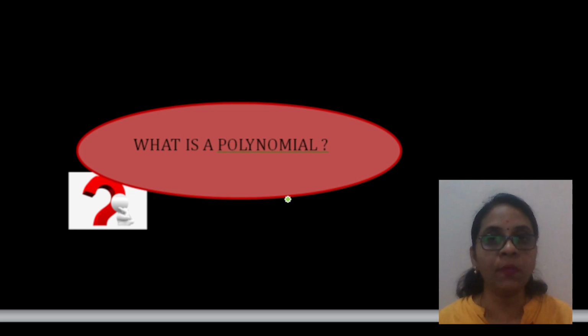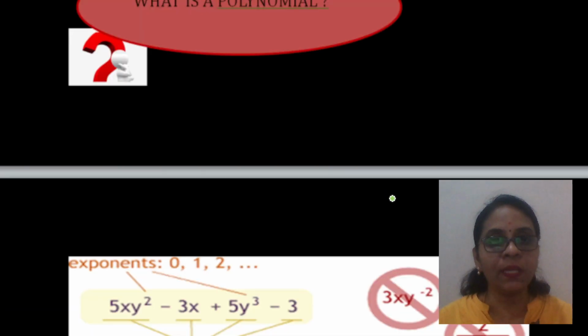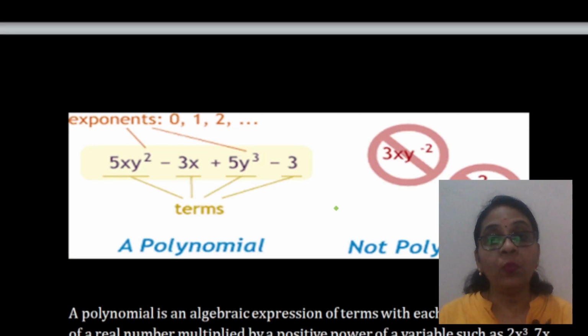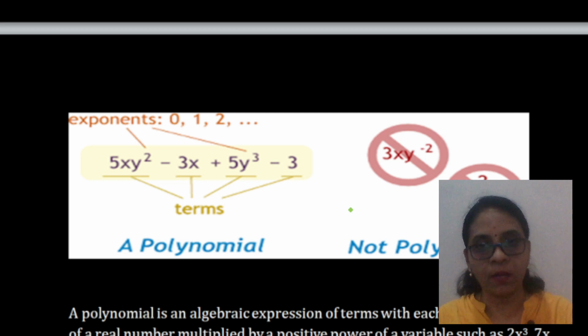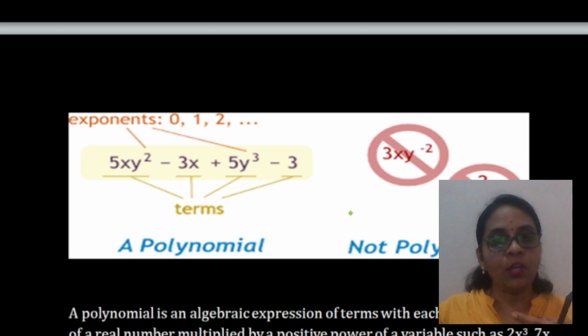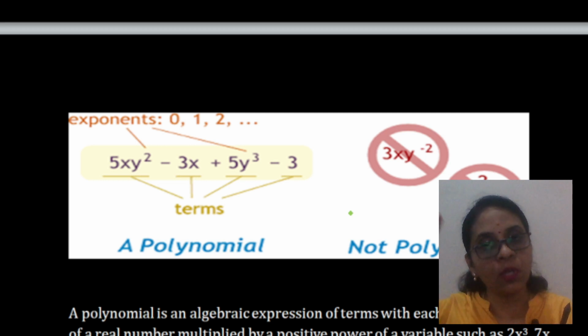So, did you get what is the meaning of a polynomial? A polynomial is an algebraic expression, okay, which has more than 3 terms, okay, and the power should not be negative. Even a monomial is called a polynomial, but if it is one term, you give it a tagline that it is a monomial, but otherwise everything together is called a polynomial.